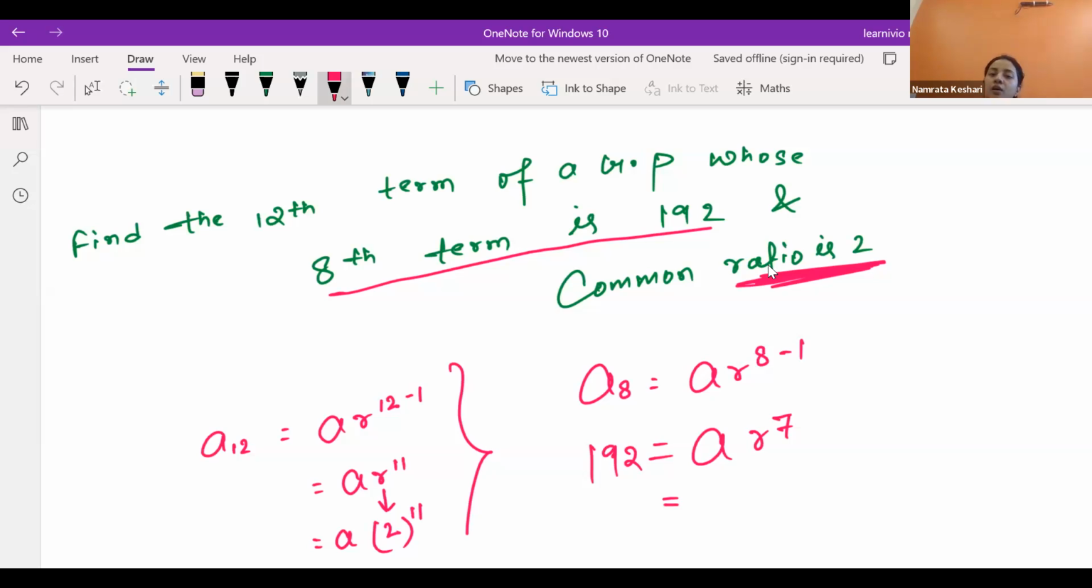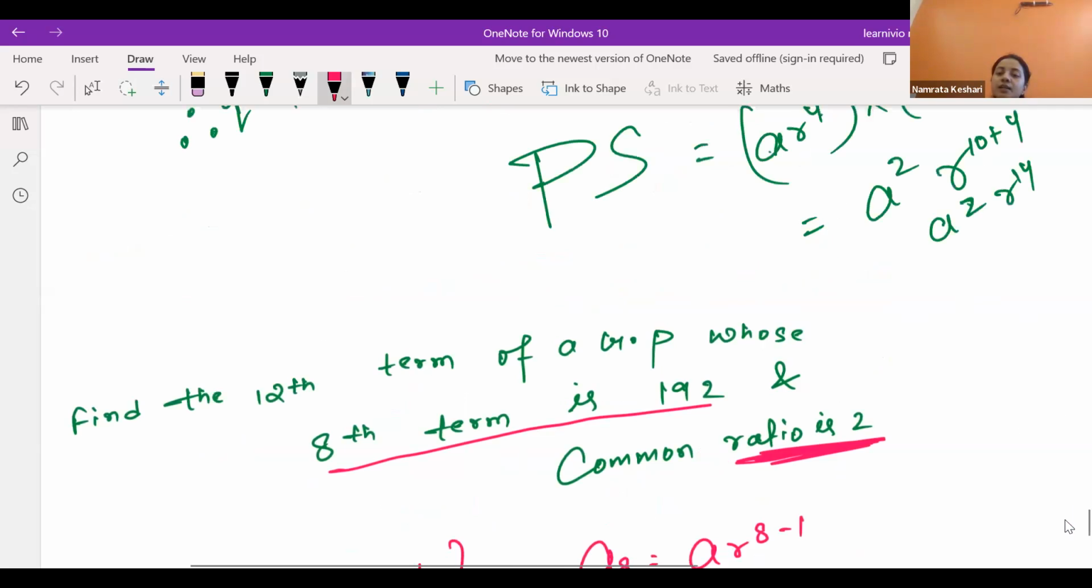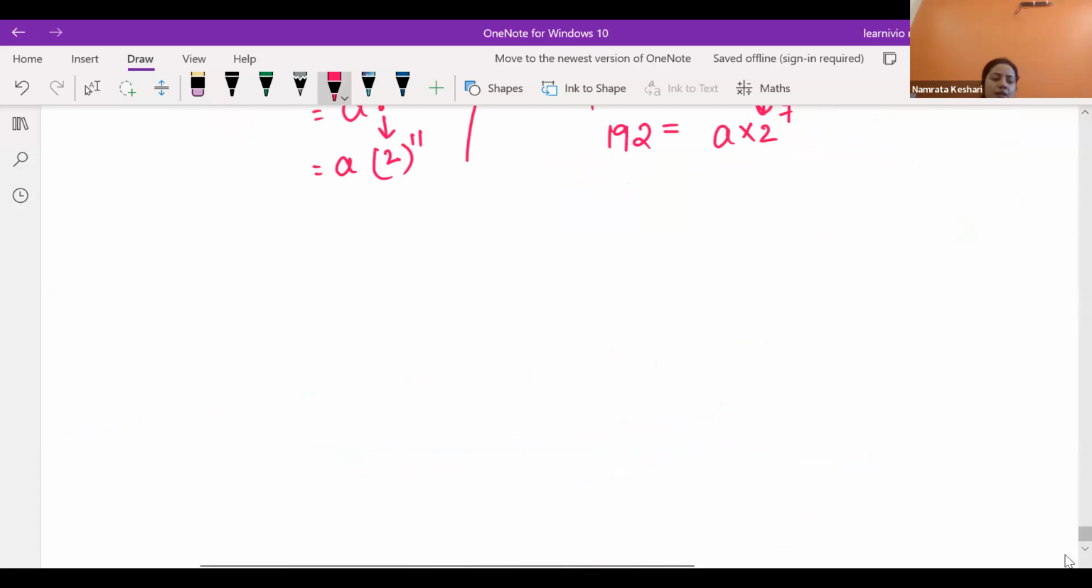Yes. Here the common ratio is given as 2, so let's put the common ratio, 2 to the power 7. A we need to find, but now it seems we will be able to find the A value, right? Yes, ma'am. 192 by 2 to the power 7, you can do the calculation, and that A we are going to substitute in the first case to get A12, that means the 12th term. Got it? Yes, ma'am. Every time our question will be exactly like the way you were solving in AP, but here just r will be there, and the first term is as it is.